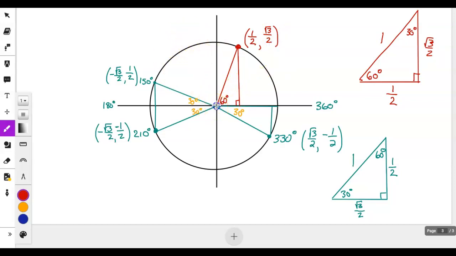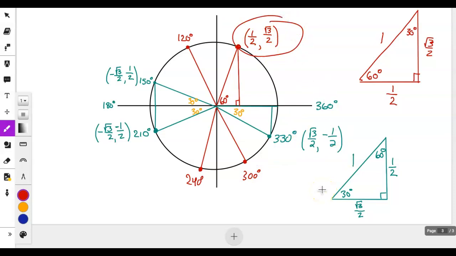So just real quickly, this angle is going to be 120 degrees, because it's 60 degrees from the x-axis. And then this angle would be 180 plus 60, so that would be 240. And then this angle here would be 60 degrees short of 360, so this would be 300 degrees. They're all going to have this ordered pair with the correct sides.